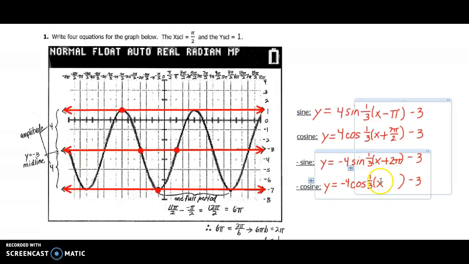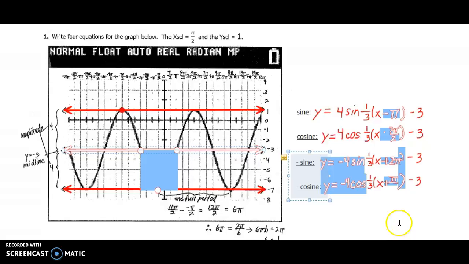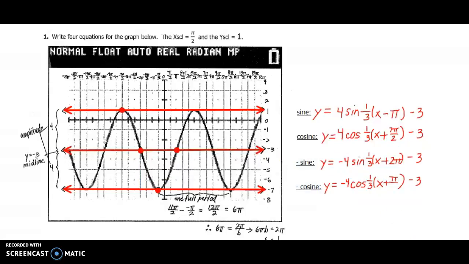And then for a negative cosine graph, it needs to start down here in the valley. A couple of ones to choose from. I chose this one here. So to go left pi over 2, my D value is going to be represented by plus pi over 2. There are actually infinitely many D values that you can choose based on what you picked as your starting point.